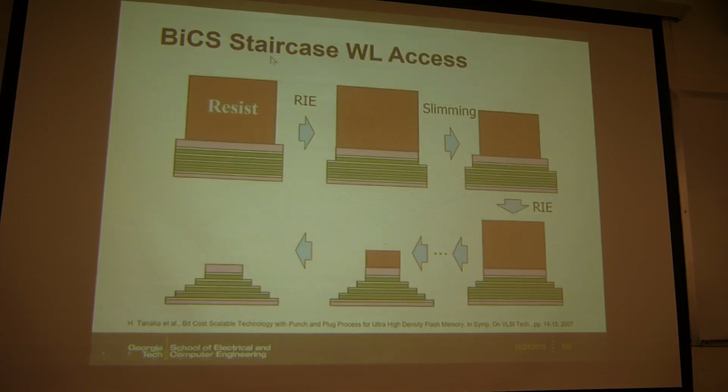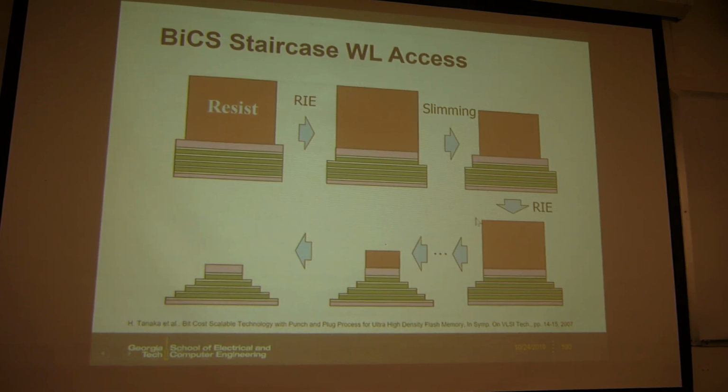This is the so-called staircase word line access. The idea is that you first use one lithography. This is photoresist, and then you etch the first layer, the first step in the staircase, and then you need to do this slimming, or sometimes called photoresist trimming. So you need to use some method to shrink the thickness of the photoresist. You don't do the second litho, okay? You just make the photoresist a little thinner.